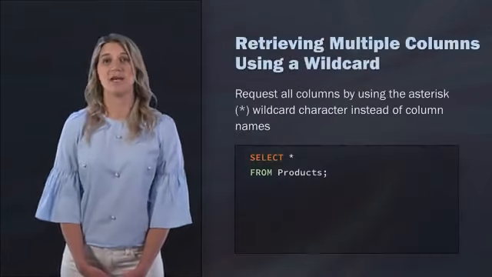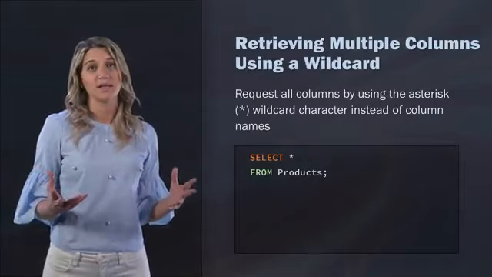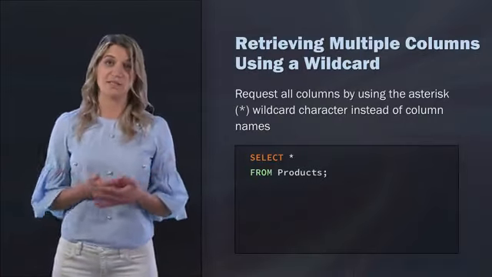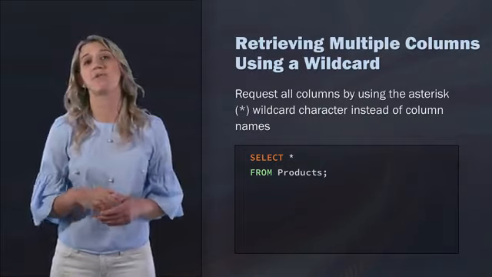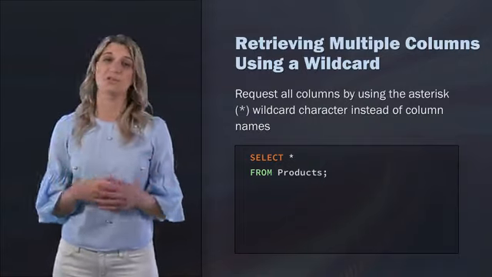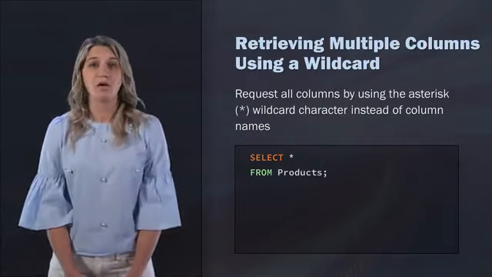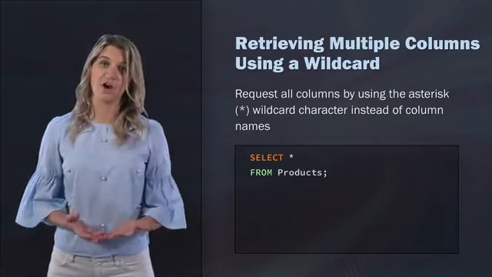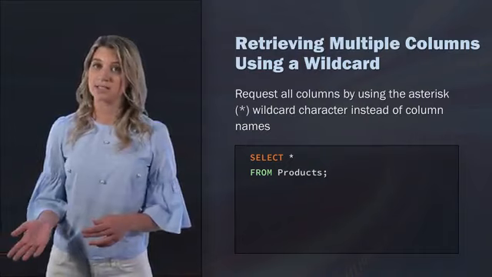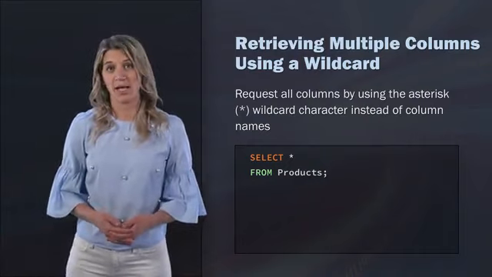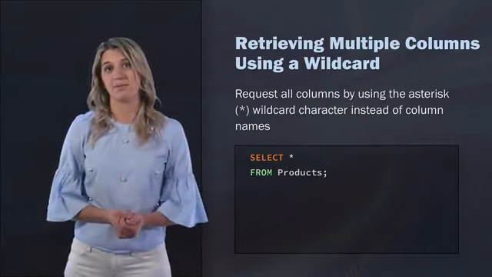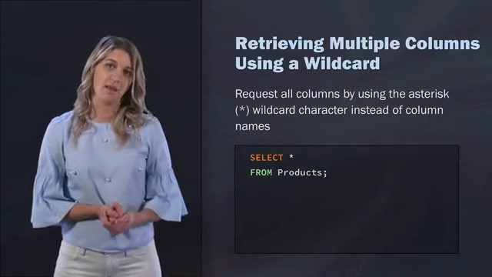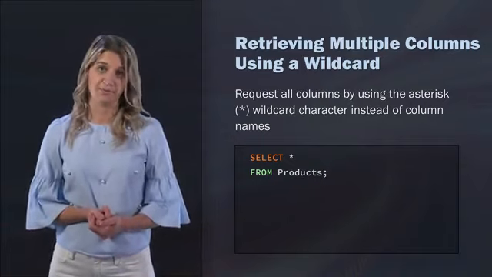Now let's say you have a table that has 20 columns, and you want all of the columns in the table. Instead of having to write out each individual column, which would take quite a while, there is a wildcard that you can use, which is the asterisk. So you can put select star and then from products, and this is going to grab everything from the products table, each individual column, and put it into your output.